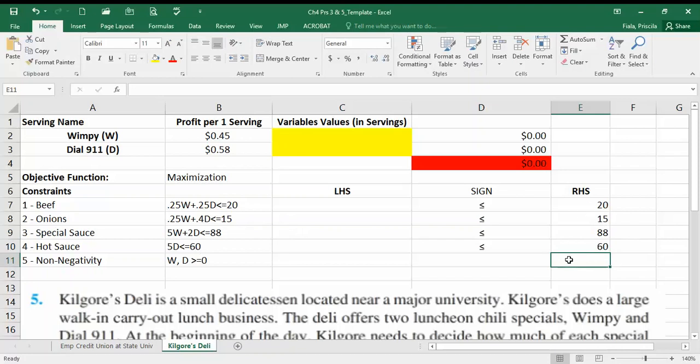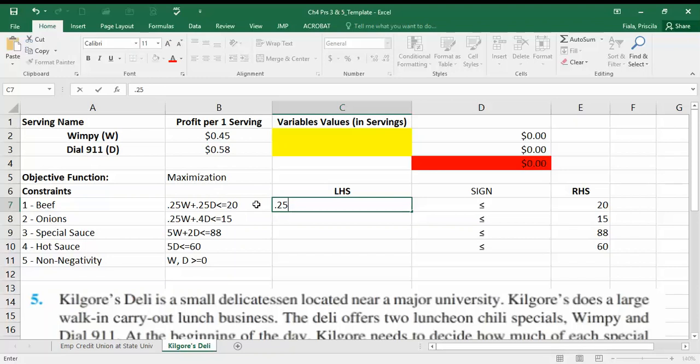You don't have to put anything on the non-negativity one. We can do that in Solver. So let's go ahead now and work with this left-hand side. What are you going to do? You have 0.25 of W. So really it's a formula. So equals 0.25 times my Wimpy variable plus 0.25 times my Dial 911 variable. So now you're just referring to whatever Solver finds over here, they're going to multiply by these values.